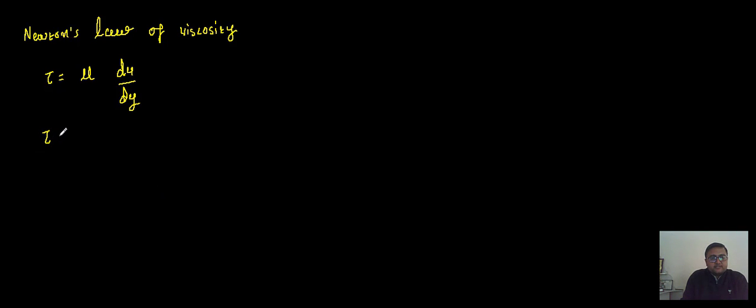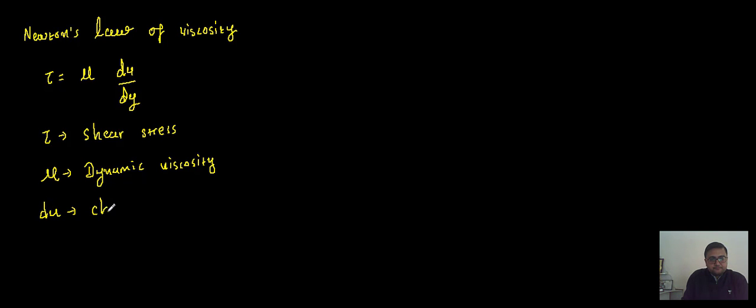Where tau is shear stress, mu is the dynamic viscosity, du is the change in velocity, and dy is the change in thickness of the layer, or the distance from the reference layer of the liquid. So it is nothing but distance or, sometimes you can say, thickness.